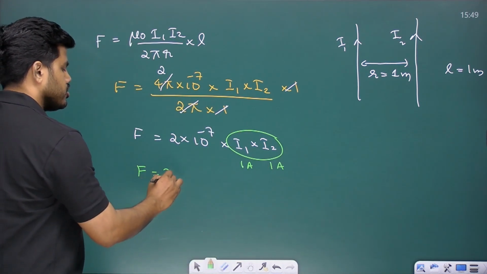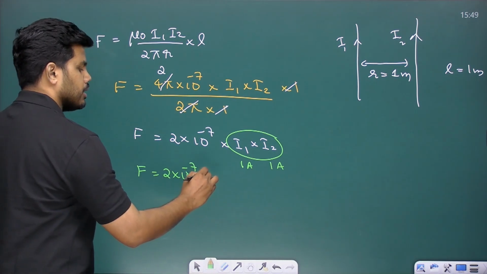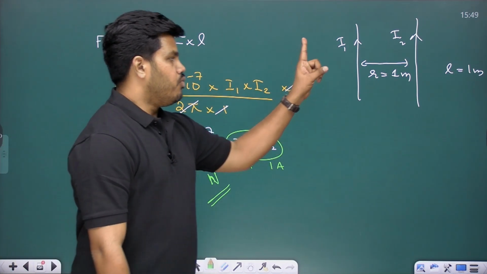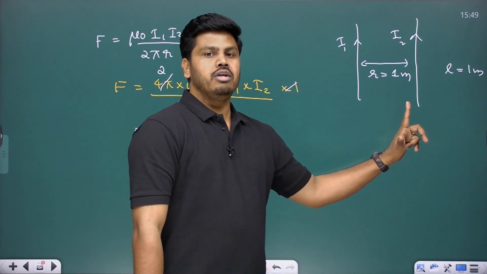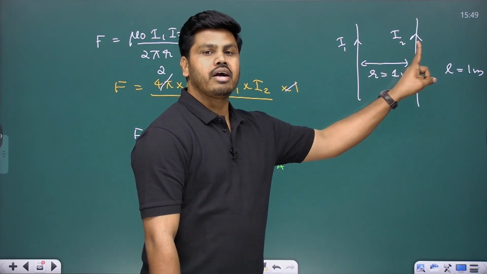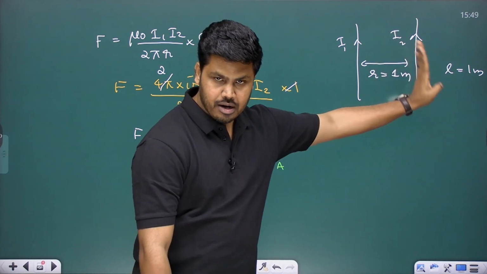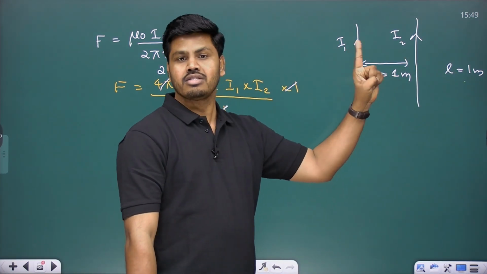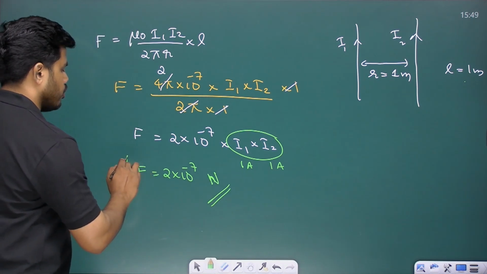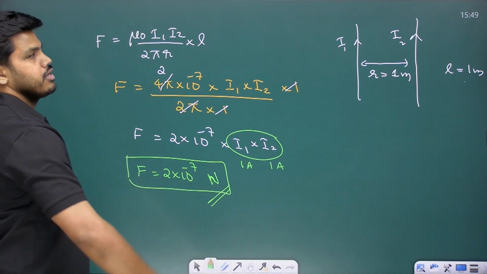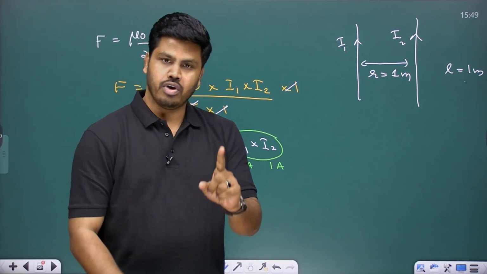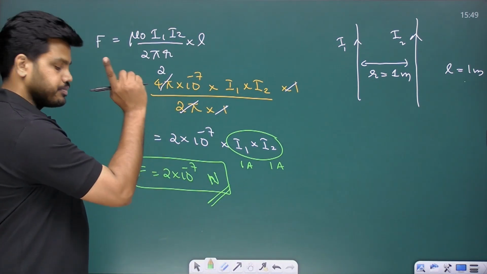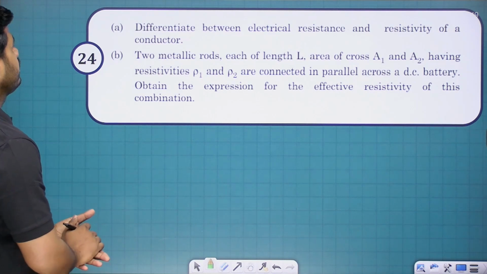Force is going to be 2 into 10 raised to minus 7 Newton, right? Which means 1 ampere can be defined as the equal current flowing through two parallel conductors of 1 meter length separated by 1 meter distance if they experience a force of 2 into 10 raised to minus 7 Newton. That is how we defined 1 ampere, right? Using this equation. Fine. Moving on to the next.